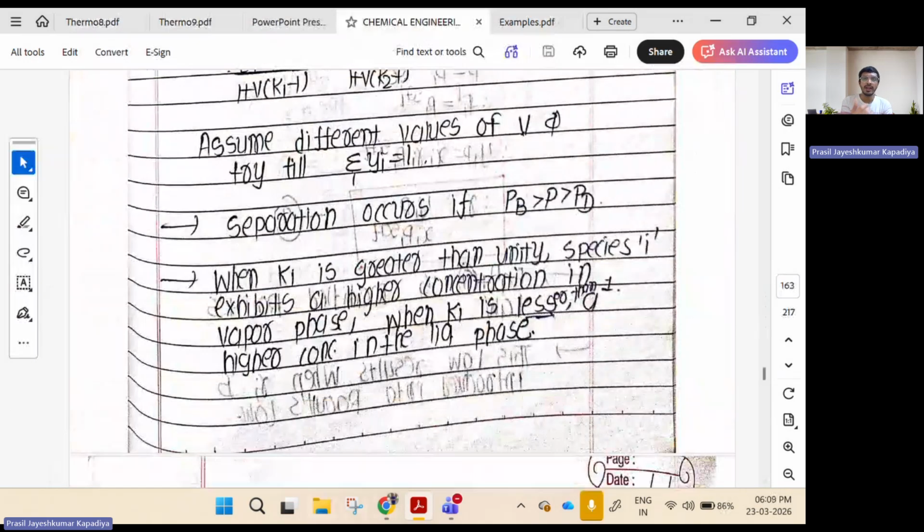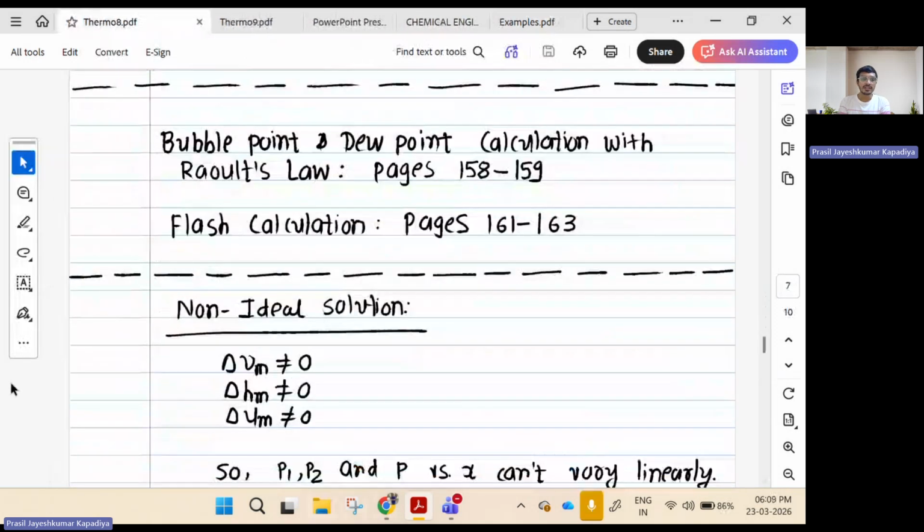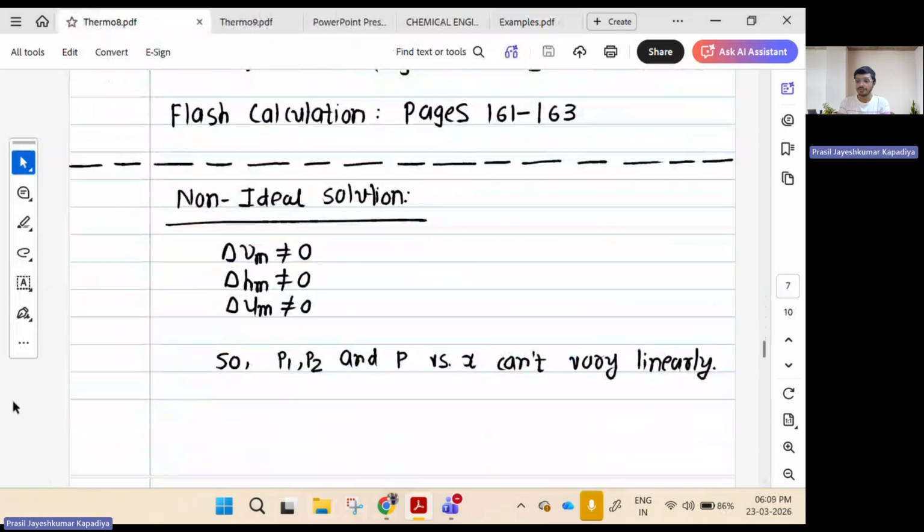Ki is equal to yi by xi. So if Ki is greater than unity, this means that component or species i exhibits higher concentration in the vapor phase, and when Ki is less than 1, it exhibits higher concentration in the liquid phase. It is not vaporizing basically. Okay, so this is what we studied in the last class about ideal solution.